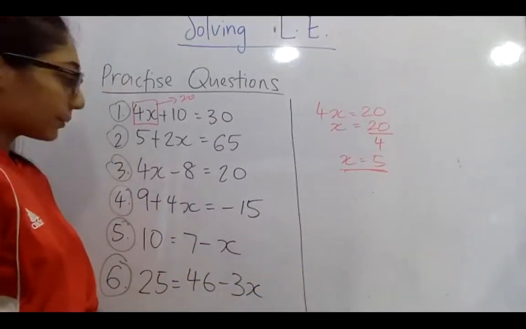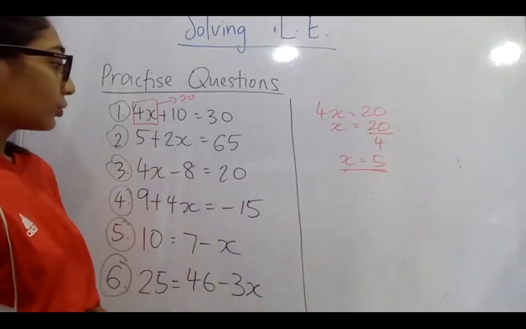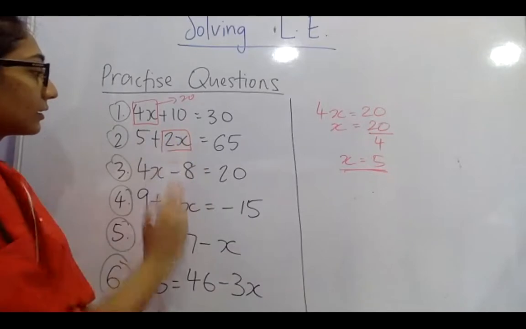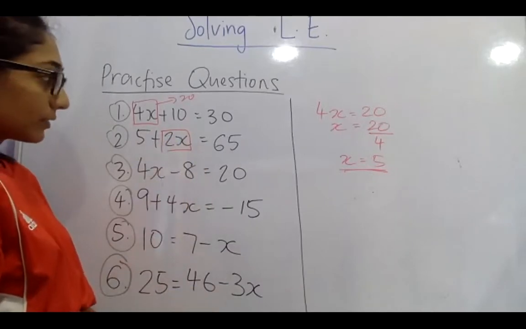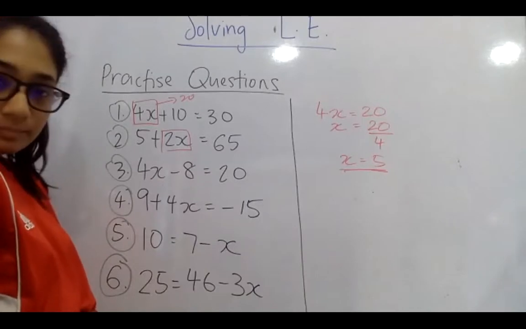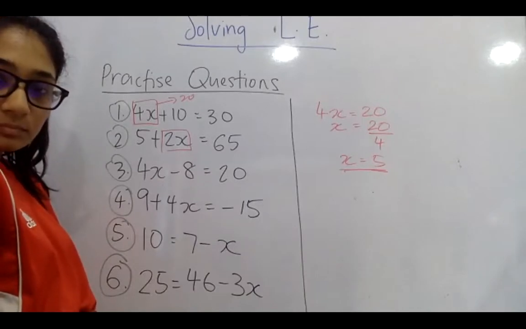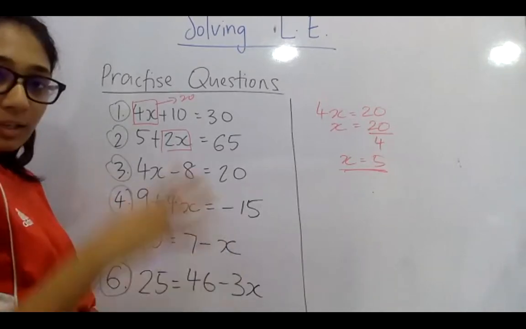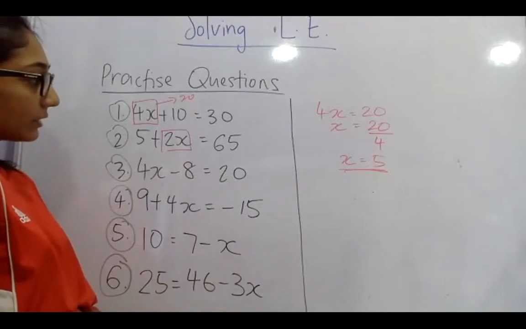Okay, let's look at number 2. 5 plus 2x equals to 65. That means 5 plus something must equal to 65. So, who wants to try? Please raise your hand. Caitlin. The answer is x equals to 30. X equals to 30. Okay, so can you walk me through it? Can you explain to me how you get 30?